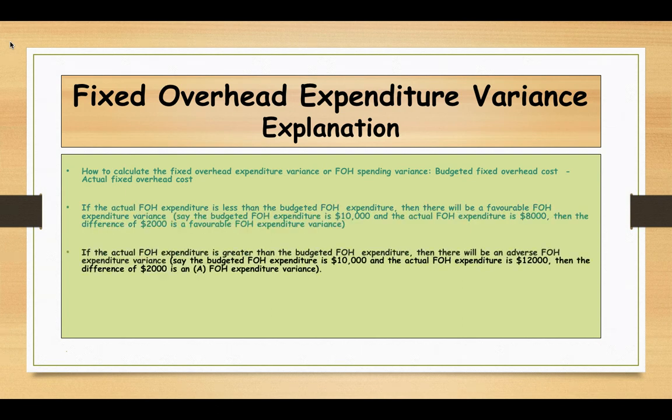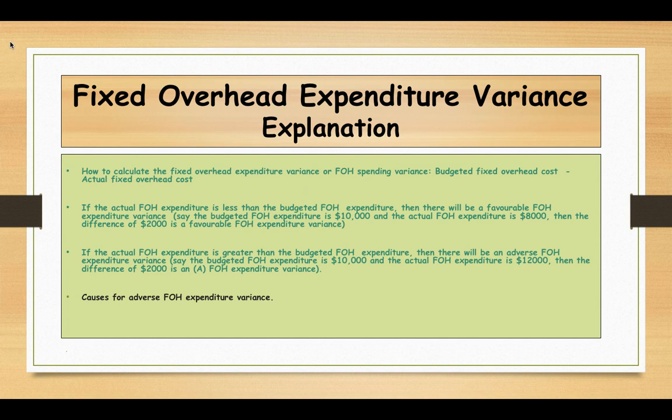On the other hand, if the actual fixed overhead expenditure is greater than the budgeted fixed overhead expenditure, then there will be an adverse fixed overhead expenditure variance. For example, if the budgeted fixed overhead expenditure is $10,000 and the actual fixed overhead expenditure is $12,000, then the difference of $2,000 is an adverse fixed overhead expenditure variance.